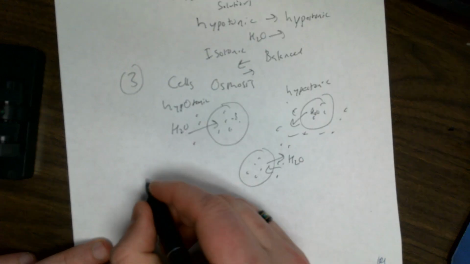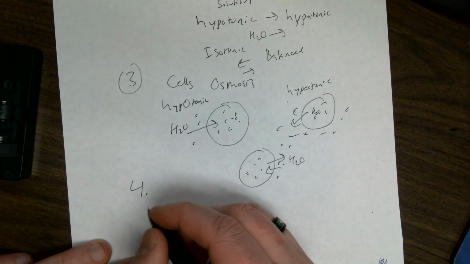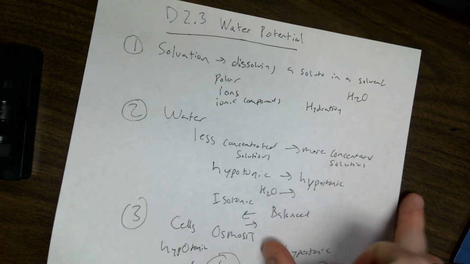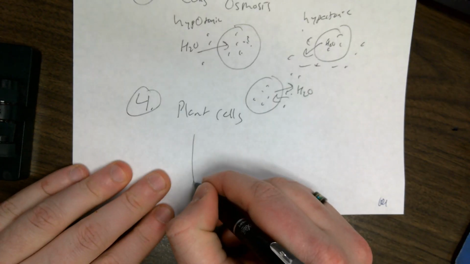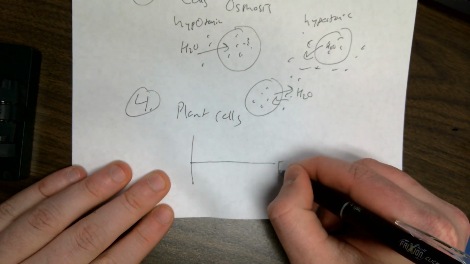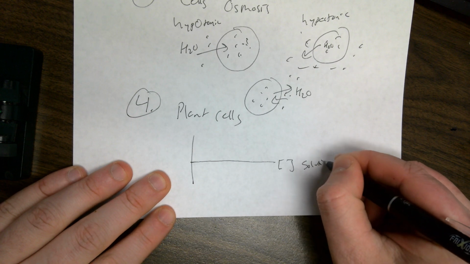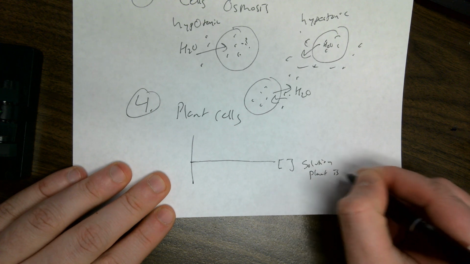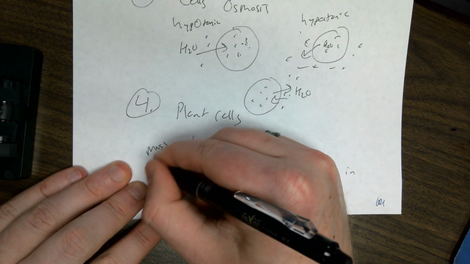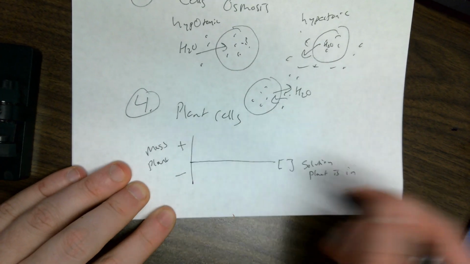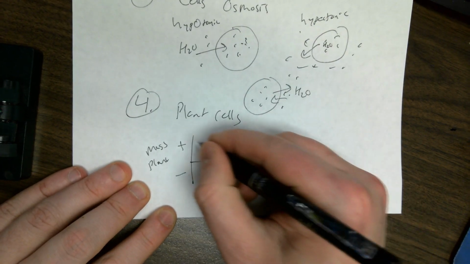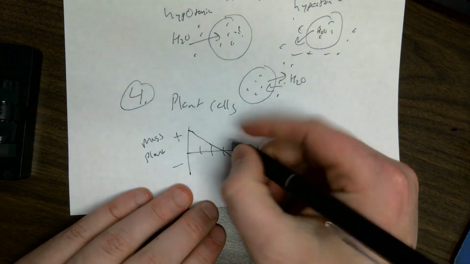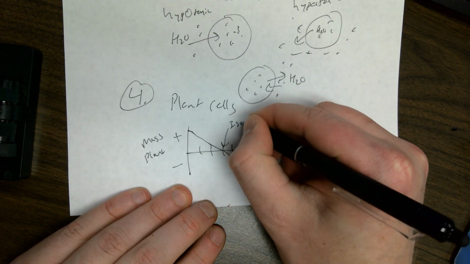Okay, now for plant cells, we can calculate it. So this is the lab we did. You have a graph of this. On the bottom is the concentration of the solution the plant is in, and this is the mass of the plant. And then you look to see where it intersects. So this point where it intersects would be isotonic.